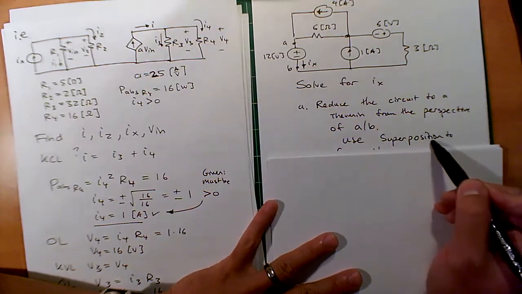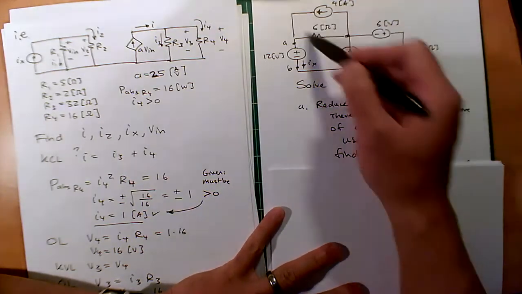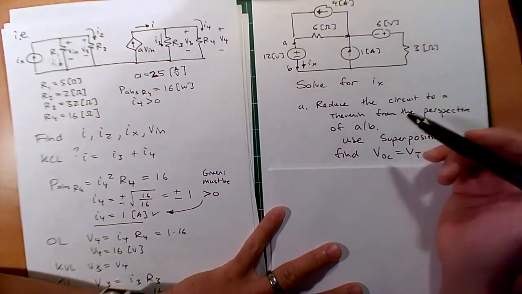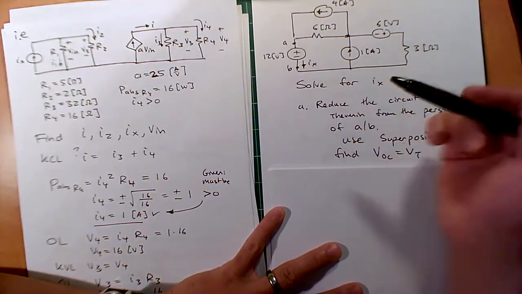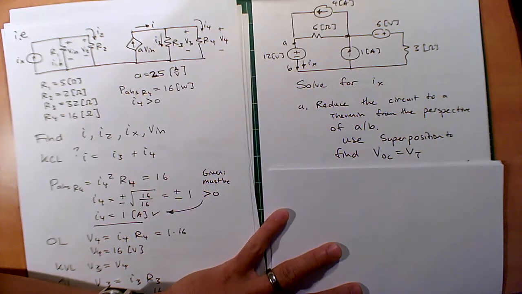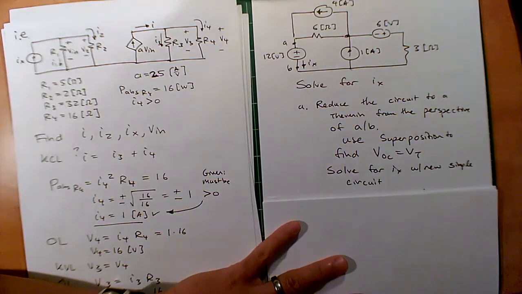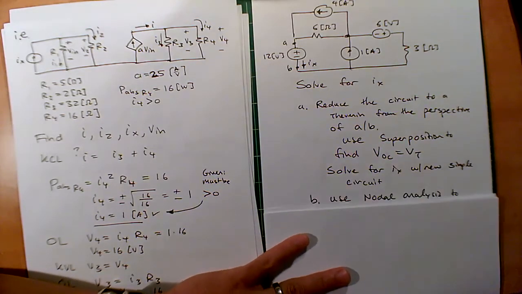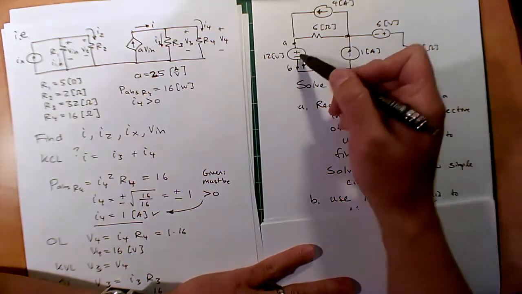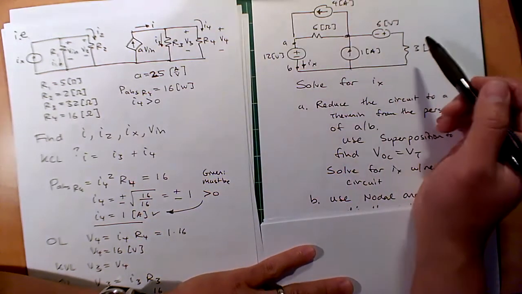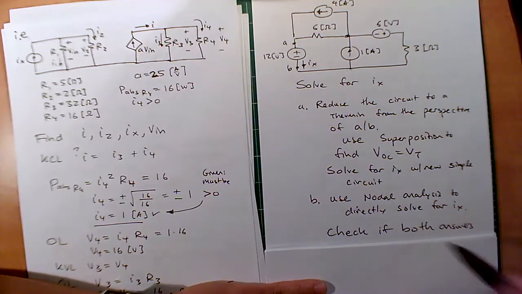Let's use superposition to solve for that Thevenin voltage. So we're combining here a Thevenin and a superposition together, kind of what I was talking about in class. Okay, so we're going to solve for that IX with a new simple circuit. What we're also going to do is just directly solve for IX using, let's say, nodal analysis, right? And we want to check if we get both answers to match.